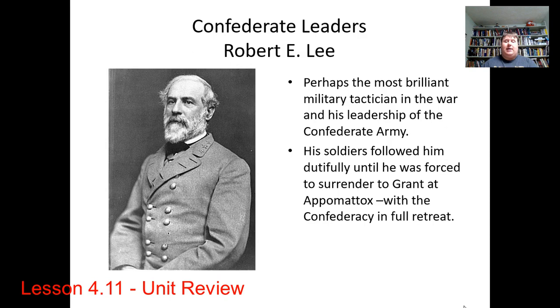And he had been offered the position of leader of the entire Union Army by Abraham Lincoln, but he turned it down, of course, because he is from Virginia, and he said, "I can't raise my sword against my people in my home." So his soldiers followed him dutifully until he was forced to surrender to Grant at Appomattox Courthouse, Virginia, and that's going to end the war.